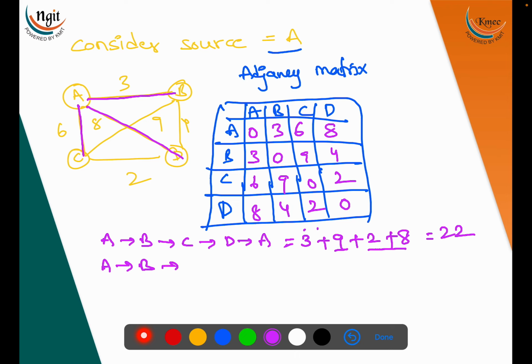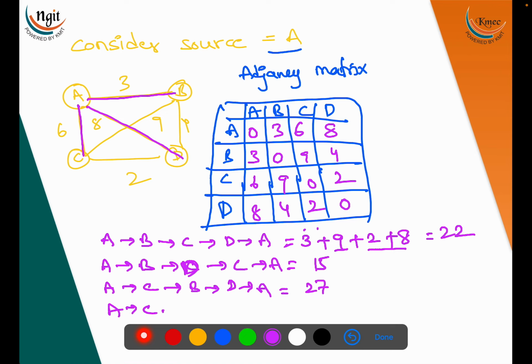So the other permutation is A to B to D, this time I am taking D, C to A. Now the cost is 15. The third permutation is A to C, C to B, B to D, D to A. The cost is 27. And A to C, C to D, D to B, B to A. And that is 15.